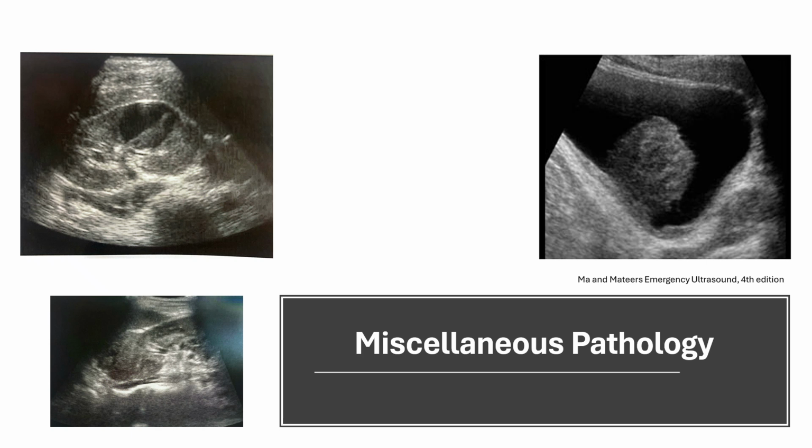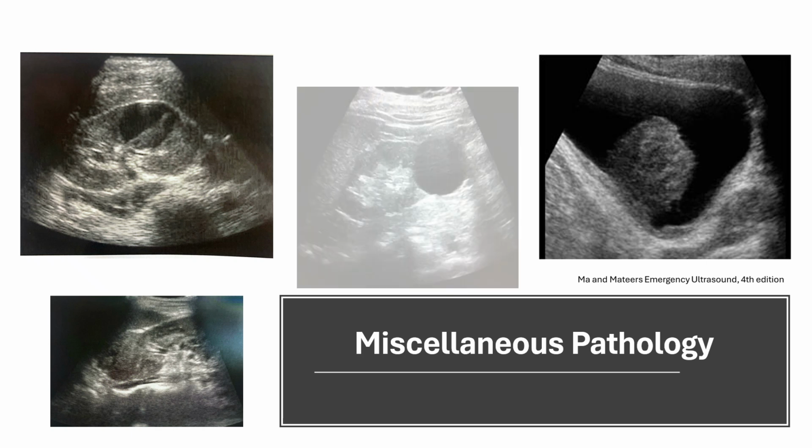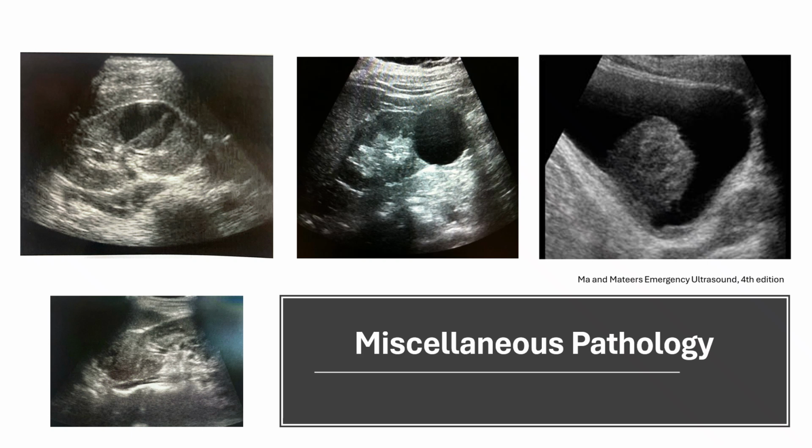On the left part of the screen, top left, you see a kidney and a complex cystic structure suggestive of an abscess. And in this middle picture, you see a kidney with a well-demarcated cystic lesion, which is suspicious for a renal cyst. Please take a moment to review this slide.